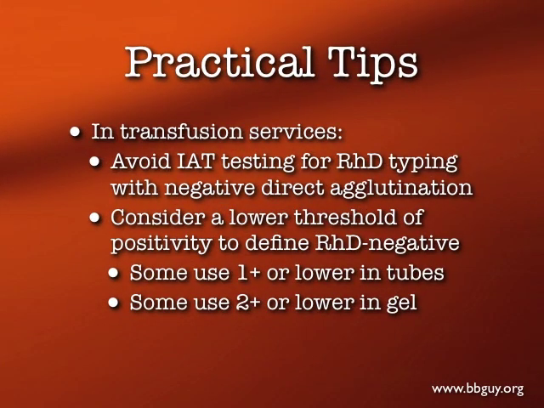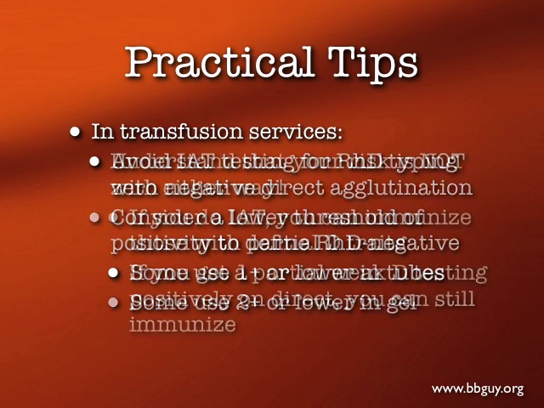Okay, how does the rubber meet the road here? This primarily applies in transfusion services, because obviously in blood centers, if a person's D negative, you are required to test them with a weak D test. But in transfusion services, it's best to avoid IAT or weak D testing for RhD typing with negative direct agglutination. Many places are also starting to consider a lower threshold of positivity to define someone as D negative. In other words, if you test as 1+ or lower in tube testing, or even 2+ or lower in gel, some places will consider you as D negative and treat you as D negative, giving you D negative blood if you're a recipient, or potentially giving you RhIg if you're a mom.